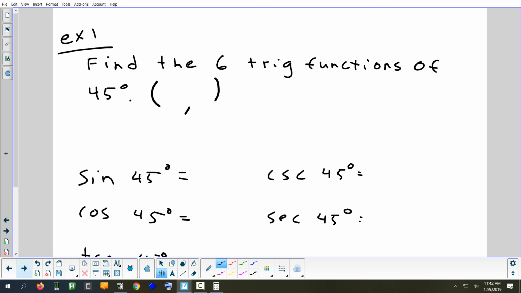Anyone help them out? On that diagram that I drew, not the one we just did, that was 30 and 60. What did I say the coordinate was for 45? Yeah.